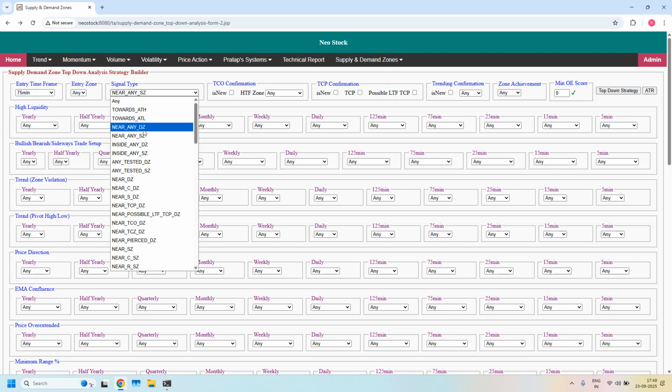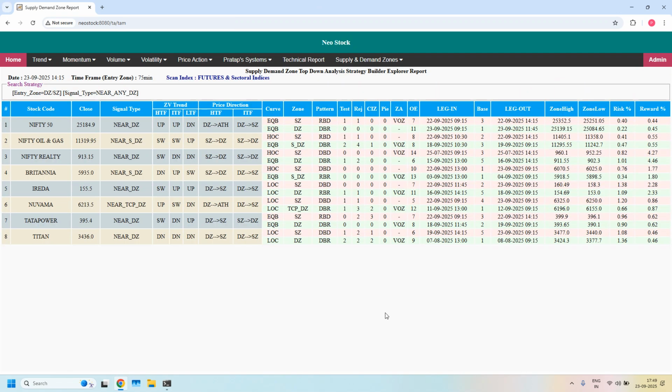Stocks near to the 75 minutes demand zone, we got 8 stocks. Let us identify 75 minutes high liquidity demand zones from this list. NIFTY oil and gas sector is not listed in F&O. I am ignoring it. Britannia is having a 75 minutes high liquidity demand zone. Next, Nuvama is having a 75 minutes high liquidity demand zone. That's it. So we have identified two 75 minutes high liquidity demand zones from this list.